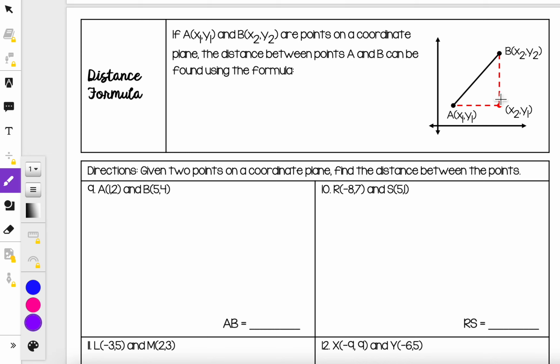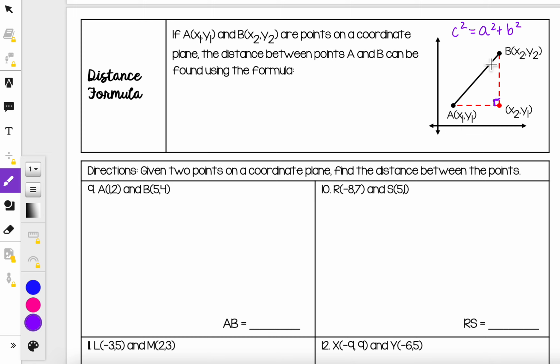I have these red lines here that show you that I am creating a right triangle. If I wanted to find the length of my hypotenuse for this right triangle, I would use my Pythagorean theorem, right? So c squared equals a squared plus b squared. We can do the same idea here.